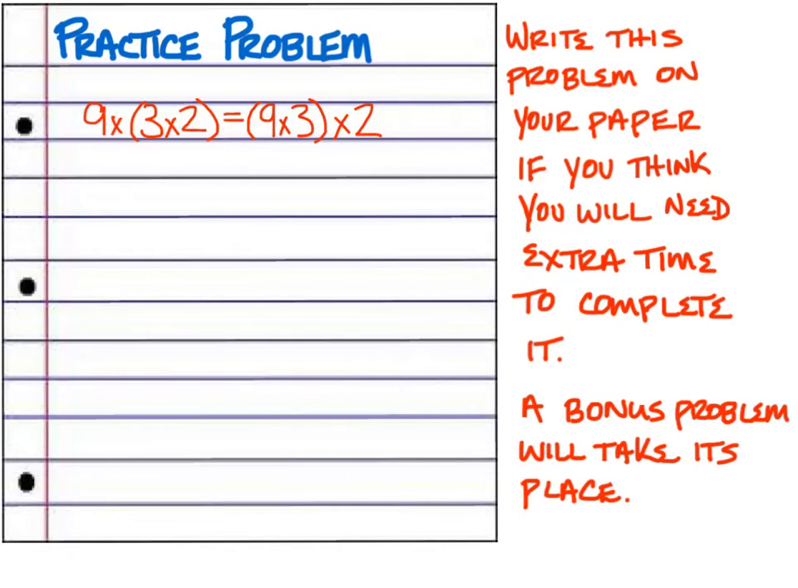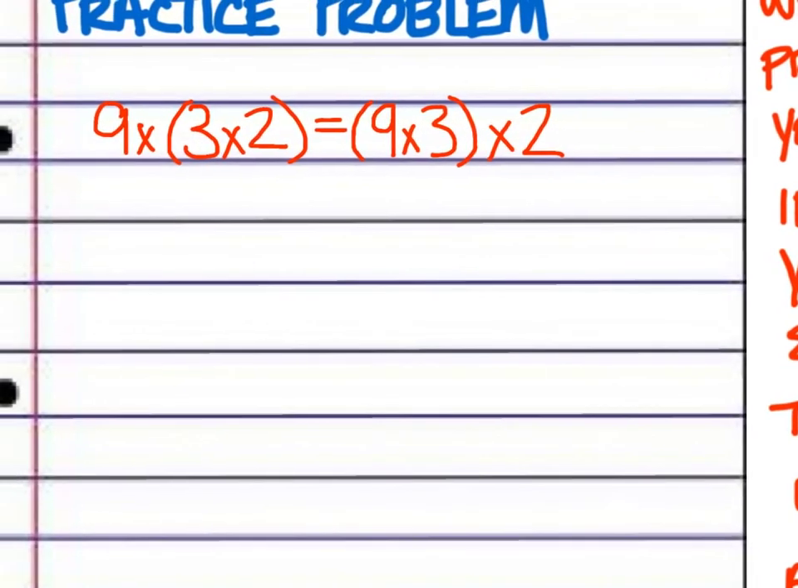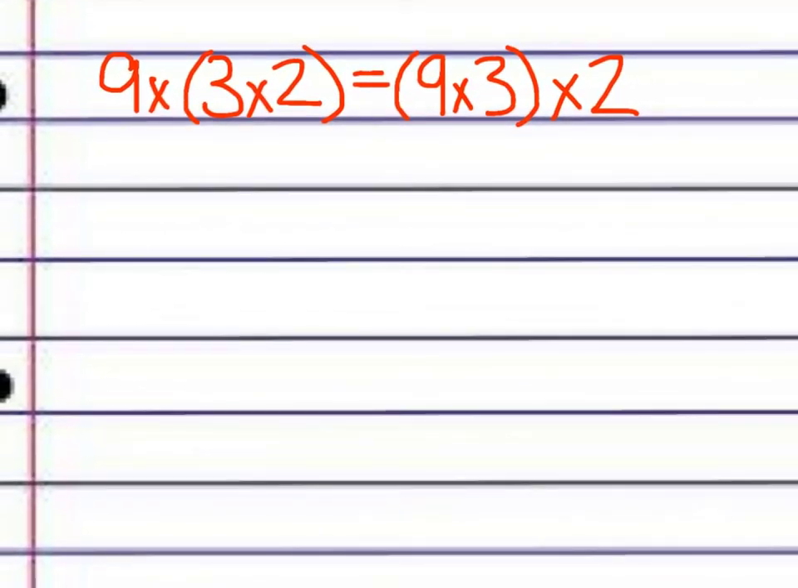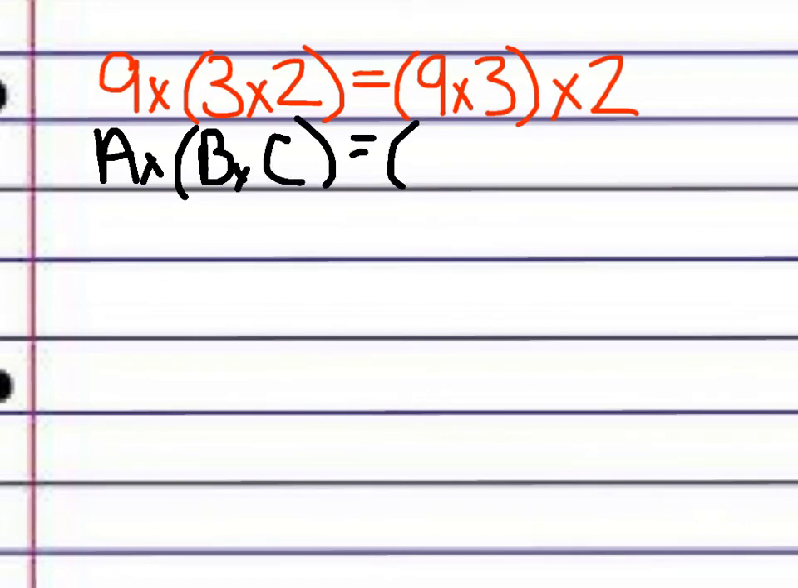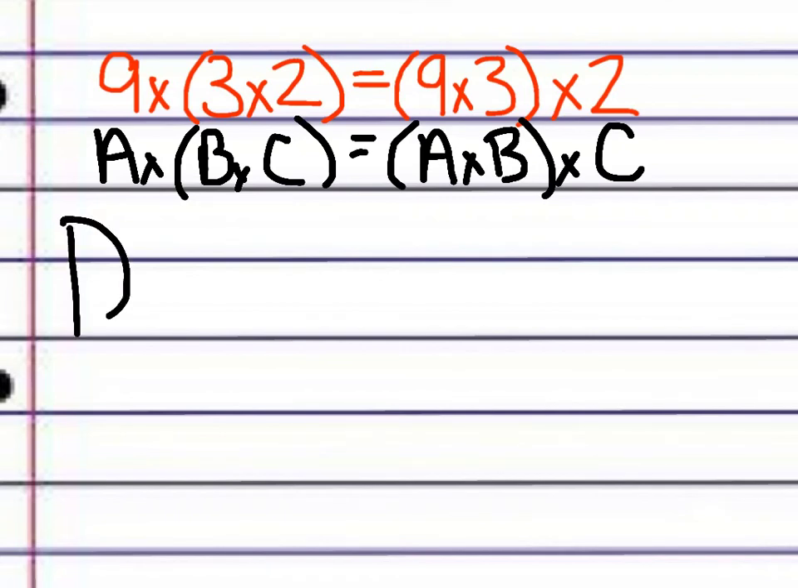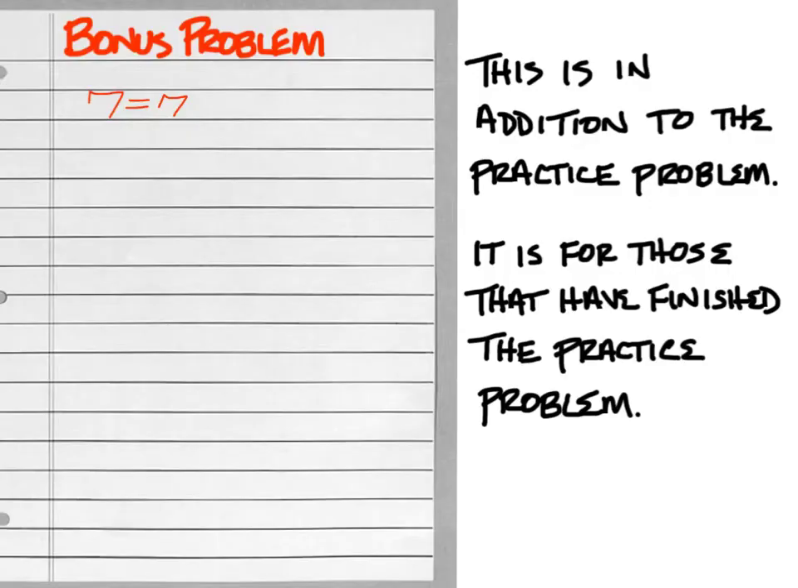Alright, next practice problem. Okay, for the practice problem, we have 9 times 3 times 2 is equal to 9 times 3 times 2. So that is A times B times C is equal to A times B times C. So that should be letter D on your paper. That is the associative property of multiplication.